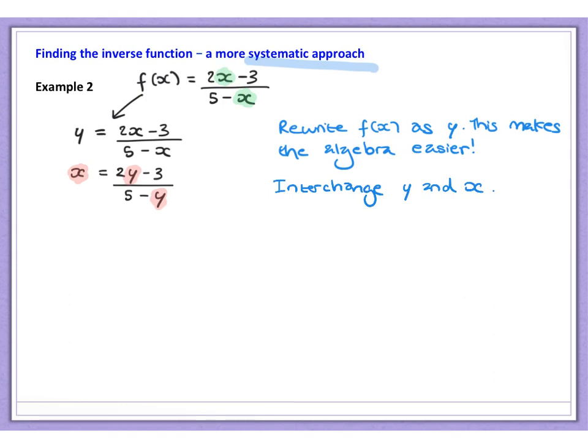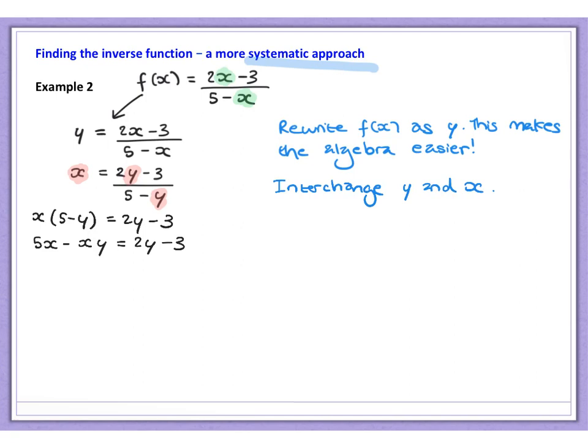We're now going to change the subject so that it is y. So we want this to be rearranged to the format y equals. So we'll start by multiplying by 5 minus y. So we have x bracket 5 minus y equals 2y minus 3. Expand the bracket: 5x minus xy equals 2y minus 3.